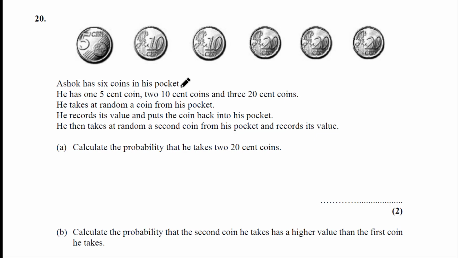Right, a nice probability question. Ashok has 1 5-cent coin, 2 10-cent coins, and 3 20-cent coins.